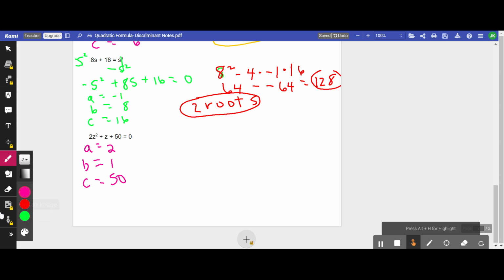So your B goes in first. So B squared. Your B is 1, so 1 squared, minus 4 times the A times the C. Your A here is 2, and your C is 50. If you square the 1, that would give you 1. And then you can multiply these 3. So 4 times 2 would be 8, and then 8 times 50 would be 400. So you can subtract these next. 1 minus 400 would be negative 399 then.